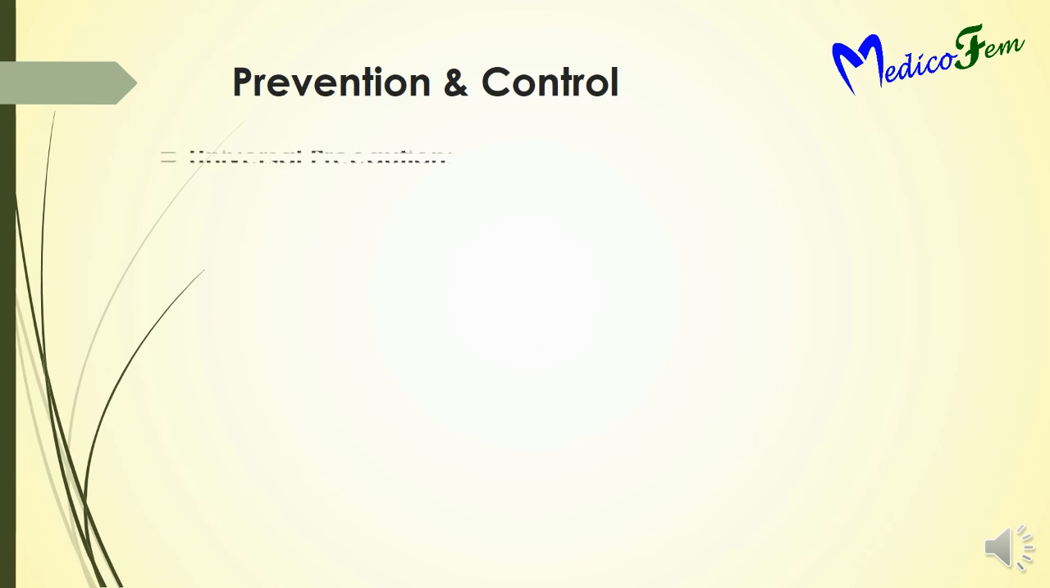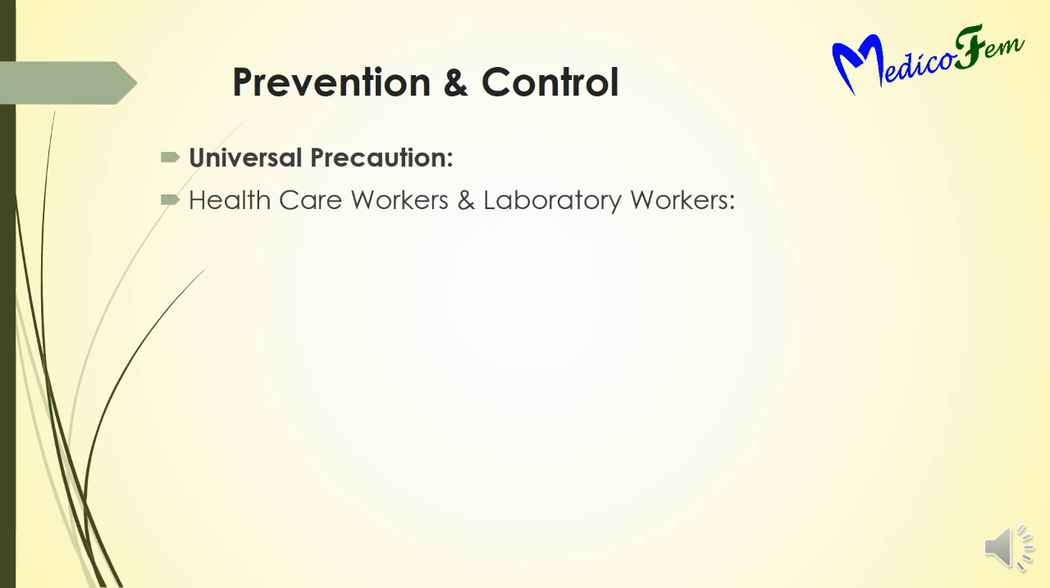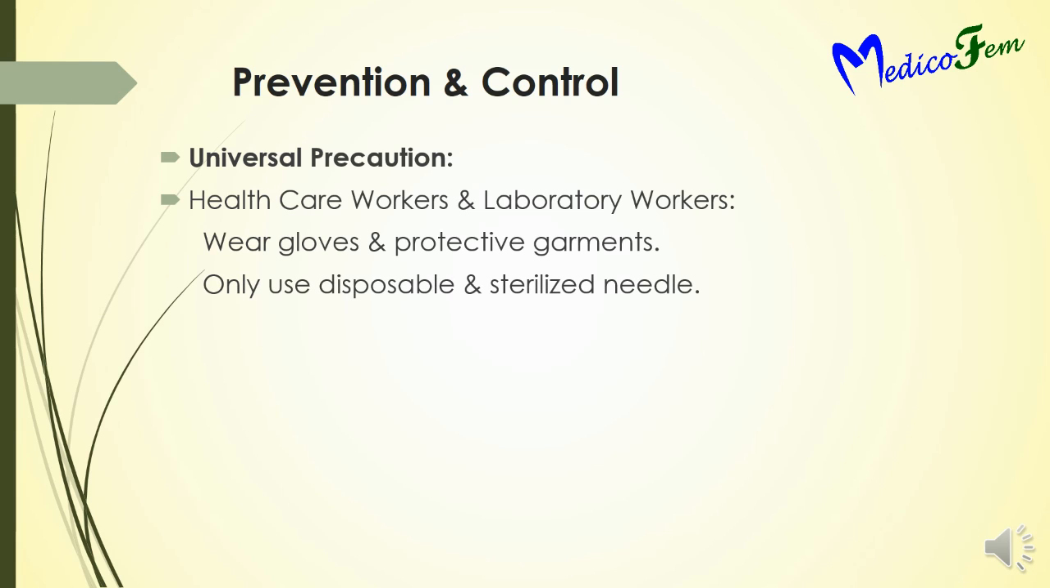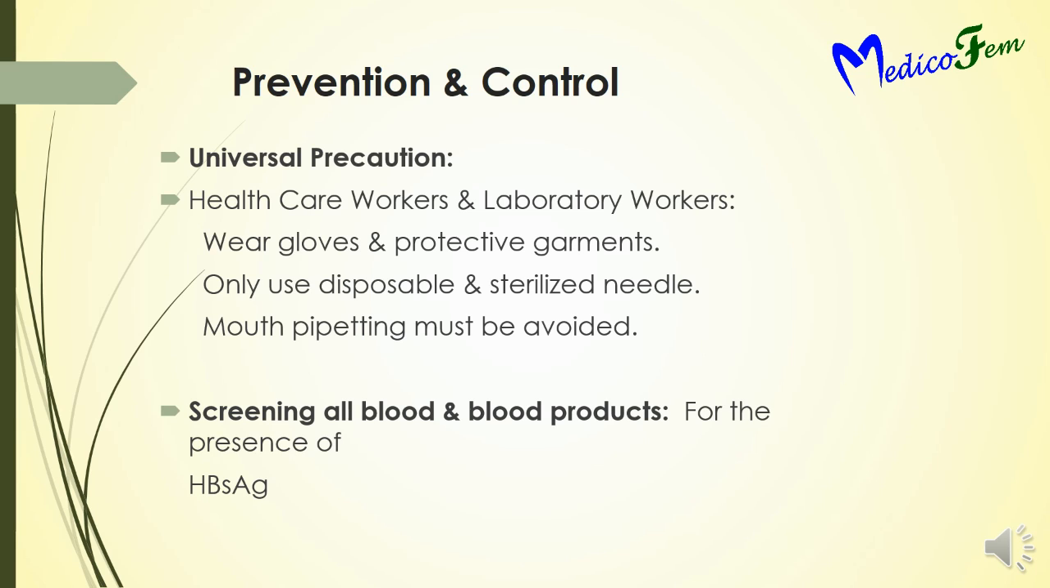Prevention and control. Hepatitis B infection can be prevented by universal precautions. Healthcare workers and laboratory workers must wear gloves and other personal protective equipment for prevention. Use of disposable syringes and sterile needles is a must, and mouth pipetting must be avoided. Screening of all blood and blood products for the presence of surface antigen is done to prevent transmission of hepatitis B infection in the recipient.